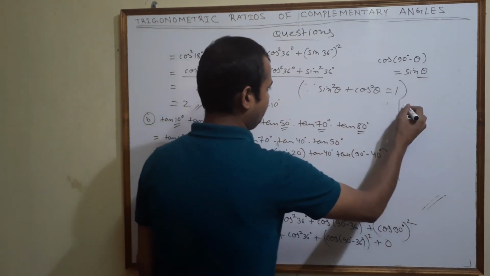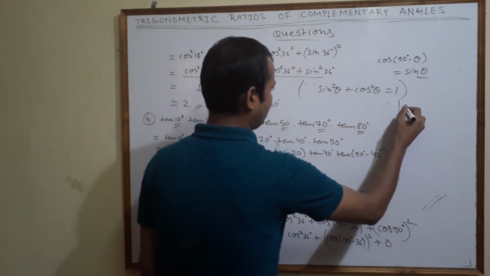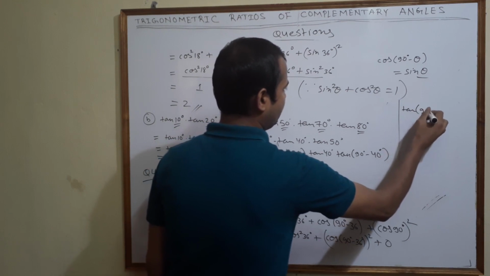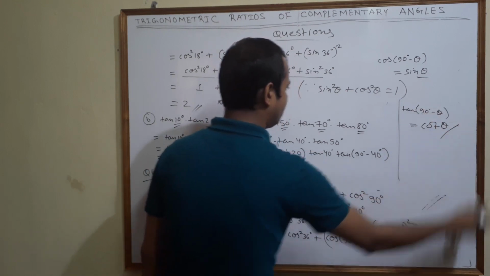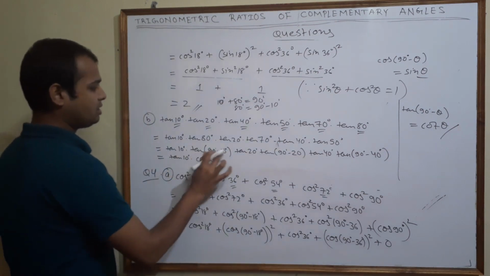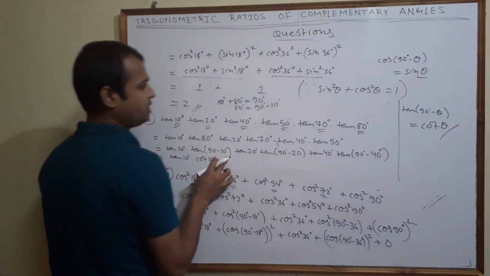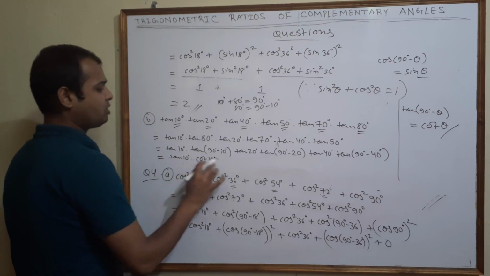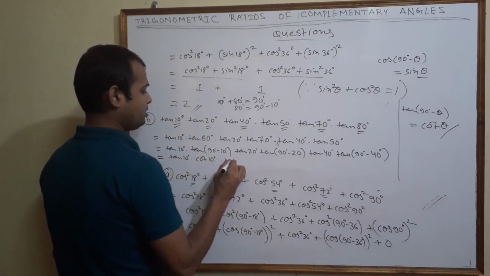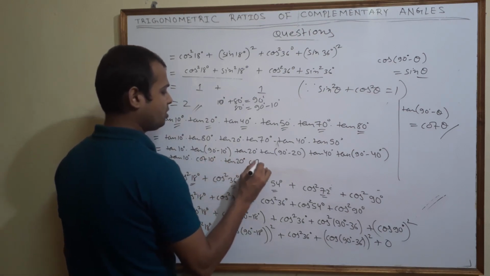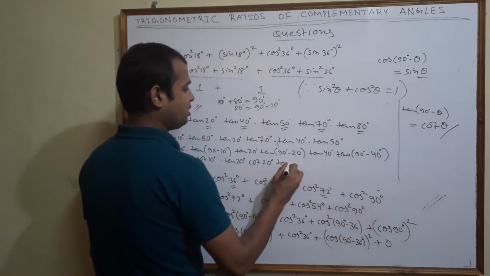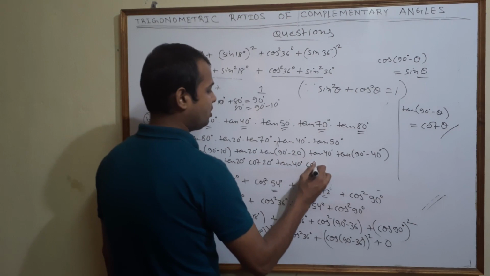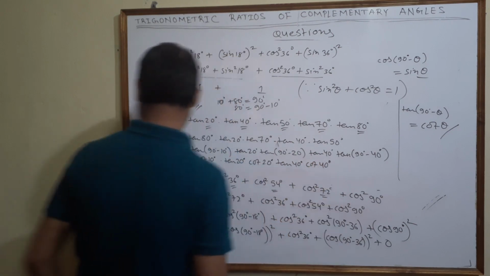Now tan 10 degree, this would become cot 10 degree. Reason is you have to recall that if you have tan 90 degree minus theta, then that would be equal to cot theta. So here tan 90 minus 10 degree, in place of theta we have 10 degree, so cot 10 degree. Then tan 20 cot 20 from here, then tan 40 degree cot 40 degree.